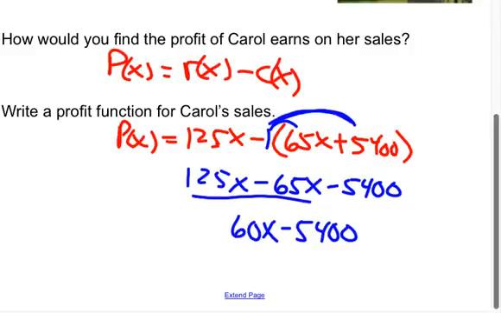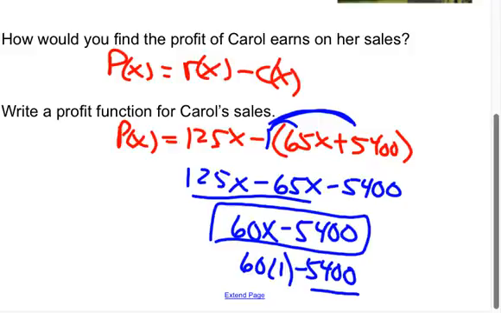If she only sells one birdhouse, that'd be 60 times 1 minus 5,400. That really doesn't cover the startup fee. So there you go, right here. That would be our profit function, P of x. Good.